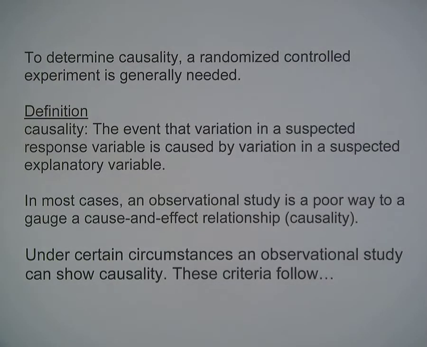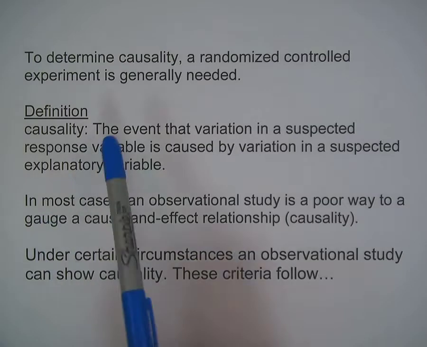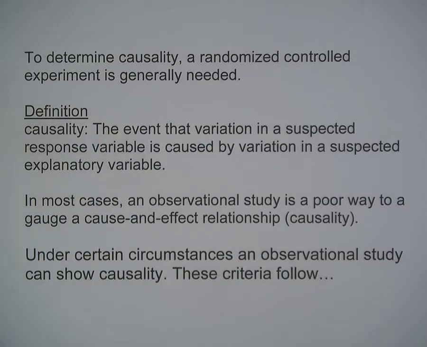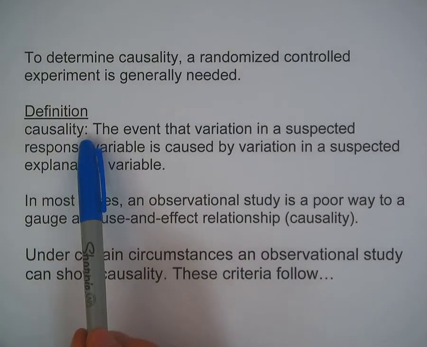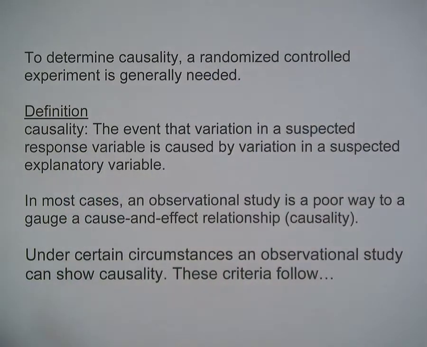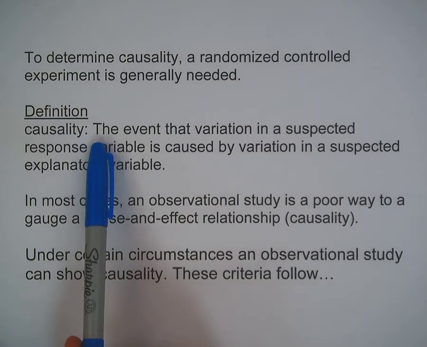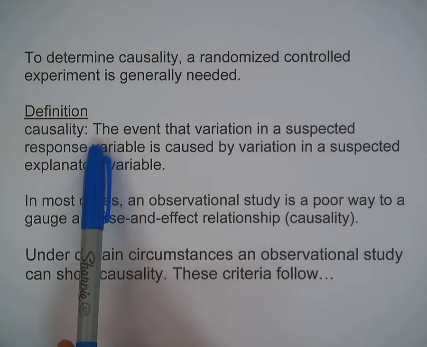Let's quickly review what causality means. It's the event that variation in a suspected response variable is caused by variation in a suspected explanatory variable. This can definitely be shown using a randomized controlled experiment, and generally, causality cannot be shown using an observational study.